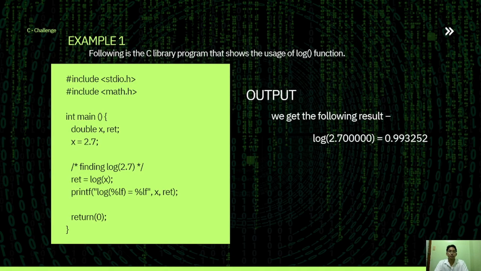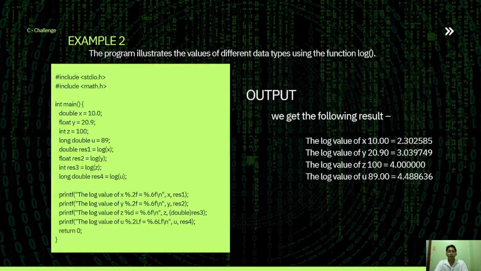Example. Following is a simple program that shows the usage of the log function. The output using this code will be log of 2.7000 equals 0.993252.